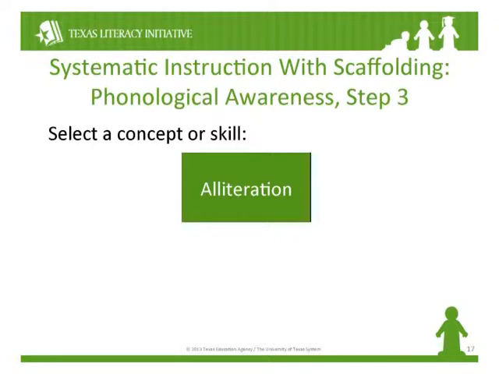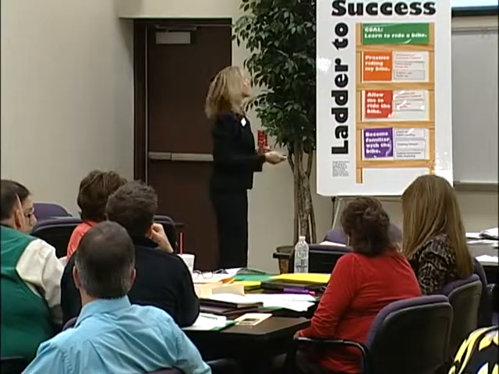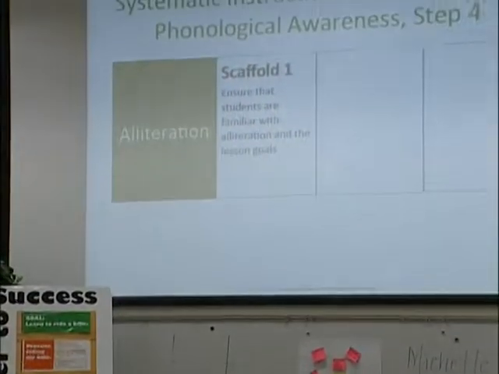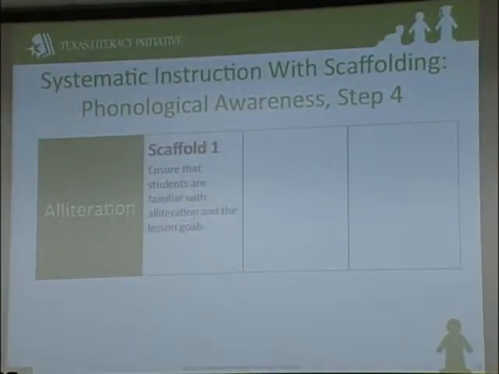So now I got to come up with a game plan. I'm going to deliver my lesson, but I've got to plan some scaffolds. I got to anticipate those potential barriers, and when I'm going to step in and provide that support. So then therefore I can break it away in order for them to be successful. So that's step 3. So then step 4, I've got to plan some scaffolds. So it's alliteration. I need to come up with the first scaffold.